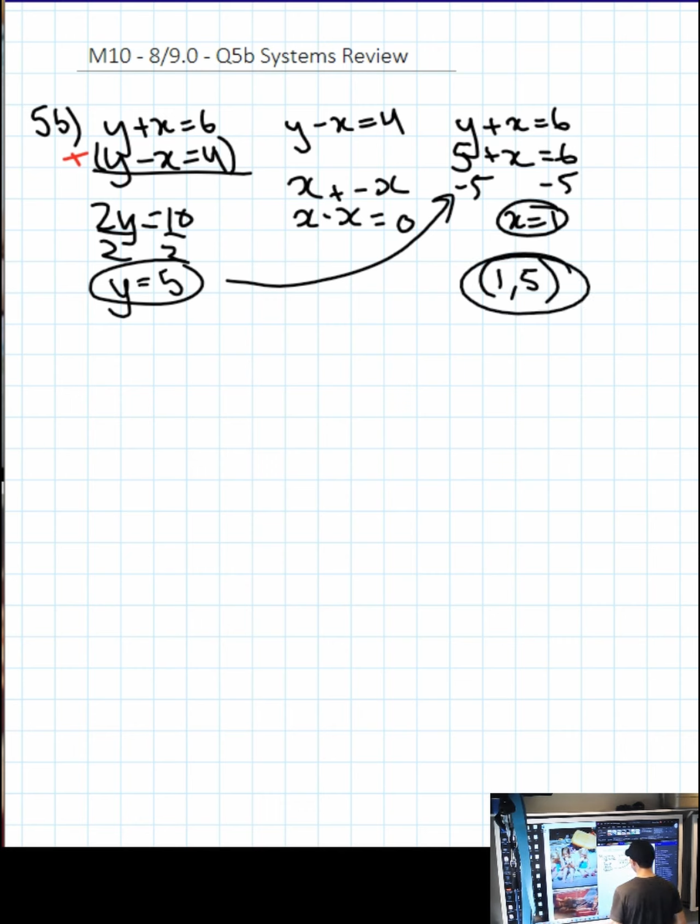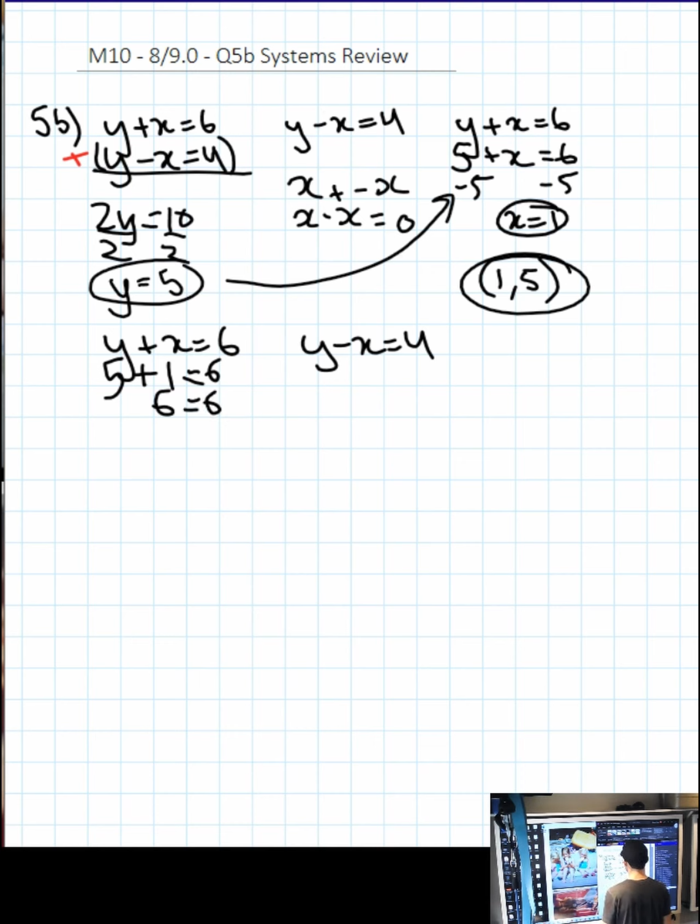Circle your answer. So again, feel free to check by graphing, but let's just check by substitution. If we take both of our equations, y plus x equals 6, and y minus x equals 4, and substitute. On the left equation, we have y is 5, x is 1, and on the left-hand side, 5 plus 1 is 6, and on the right-hand side, we also have 6. Therefore, we know it's definitely on that line.